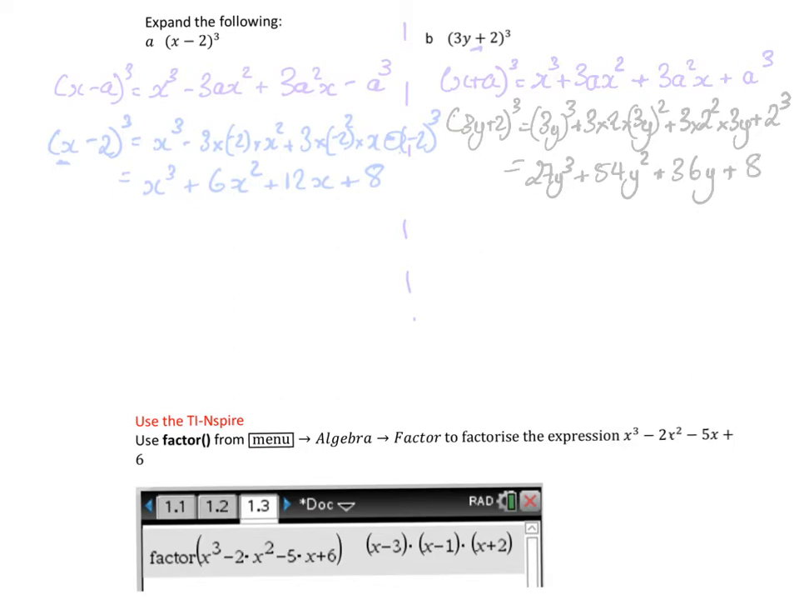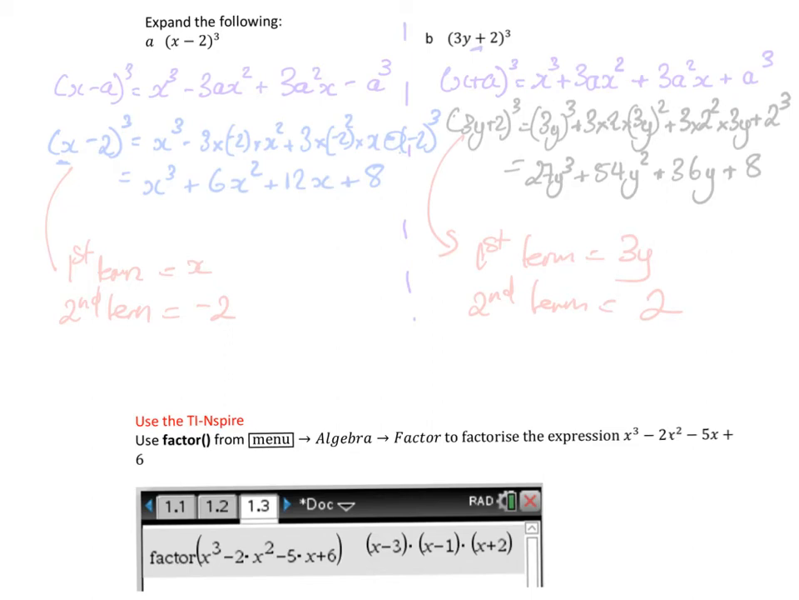So there's lots of different ways you could make mistakes here, particularly with the signs, but the most important thing that you can do is identify what your first term and what your second term is. So here, first term was x, second term was minus 2. In this one over here, the first term was 3y, second term was plus 2. And so if you keep thinking first term, second term, it will help you when you are putting them in, but you do have to be really, really careful.